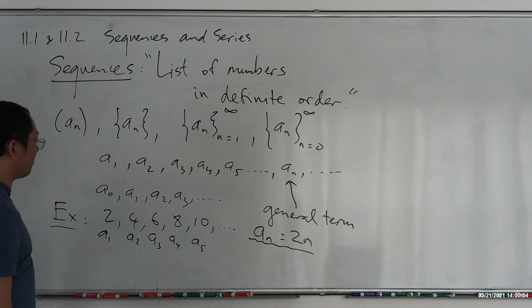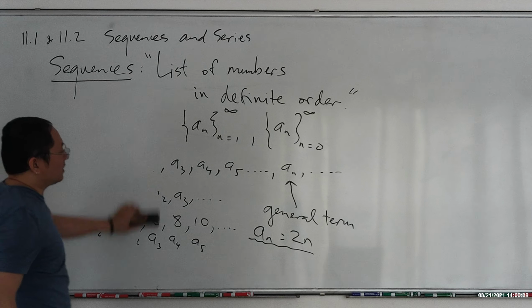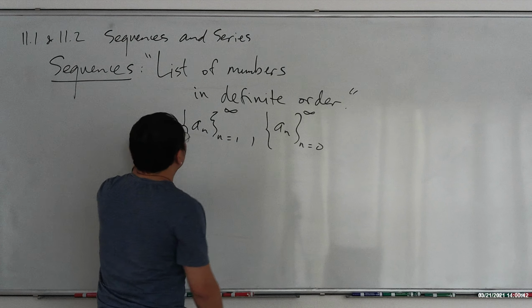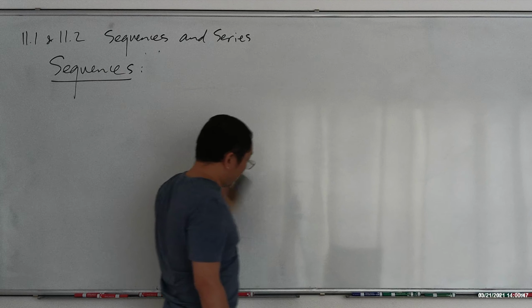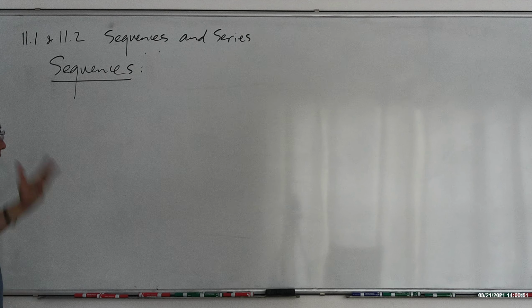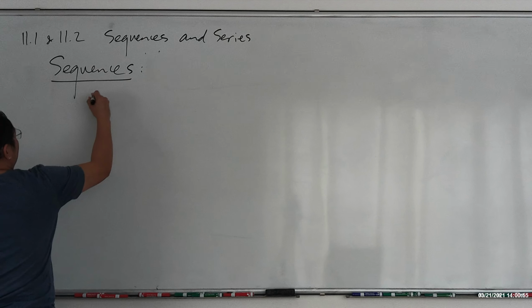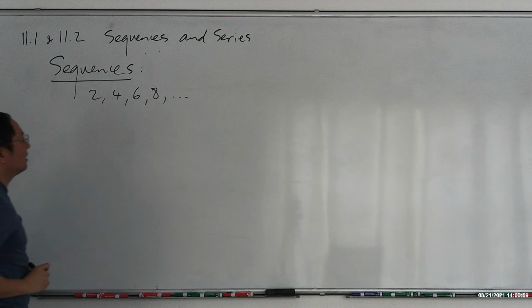Let me give you a couple more examples, and we're gonna move on to some properties of sequences. So the definition is pretty simple, but the math may not be that easy. A sequence is just a list of numbers in indefinite order. It's just a bunch of numbers forever. So you can have a sequence, right? 2, 4, 6, 8.